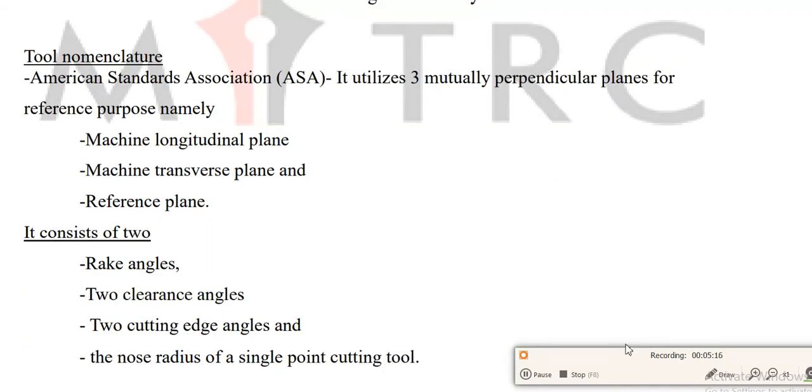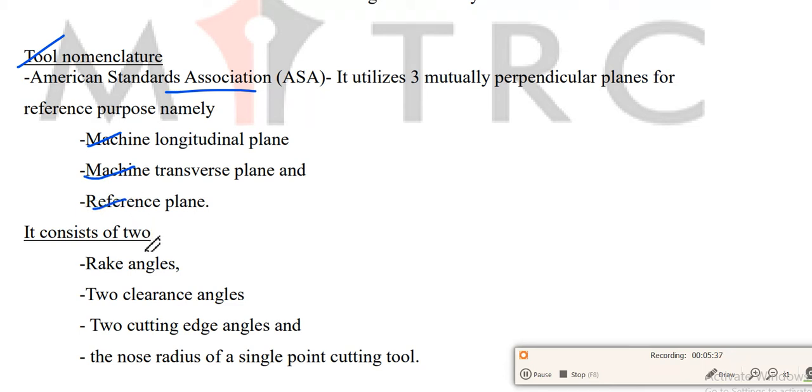Now moving further to the tool nomenclature of the American Standard Association, that is ASA, it utilizes three mutually perpendicular planes for reference purposes. Their names are machine longitudinal plane, machine transverse plane, and reference plane.